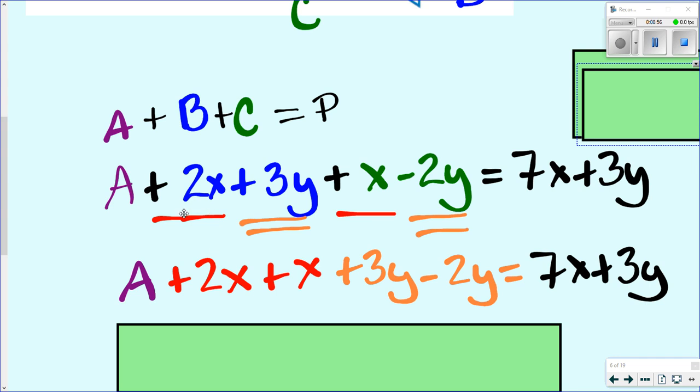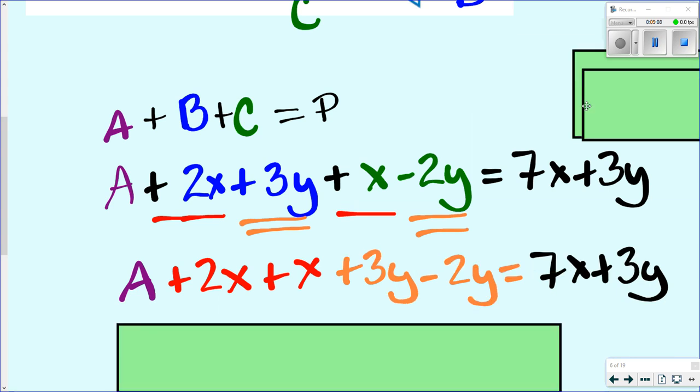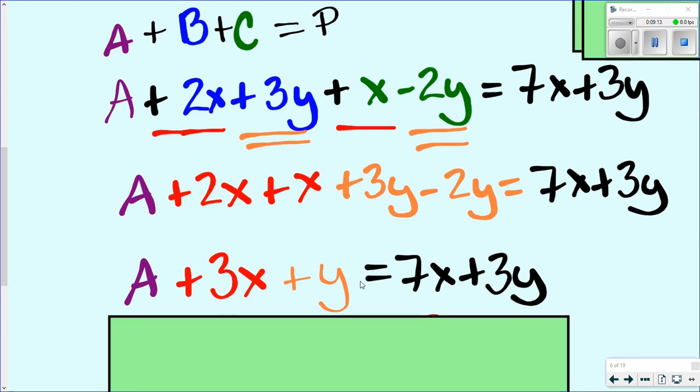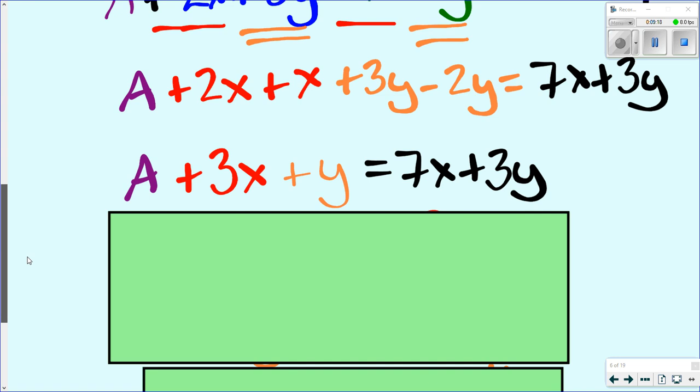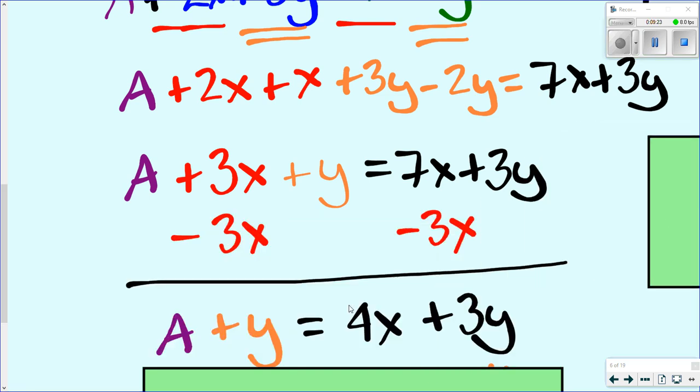So whatever I underline in red, I turned it into red. They're being combined, and the same with the orange. Combine them, and they turned orange. And I'm going to simplify on that side first. So before I move anything to the other side, I have to simplify any like terms. So I simplify, it became 3x, and then this became y. And now I can move my terms to the other side. So I moved the 3x to the other side. And then this gave me 4x plus 3y on the right side.